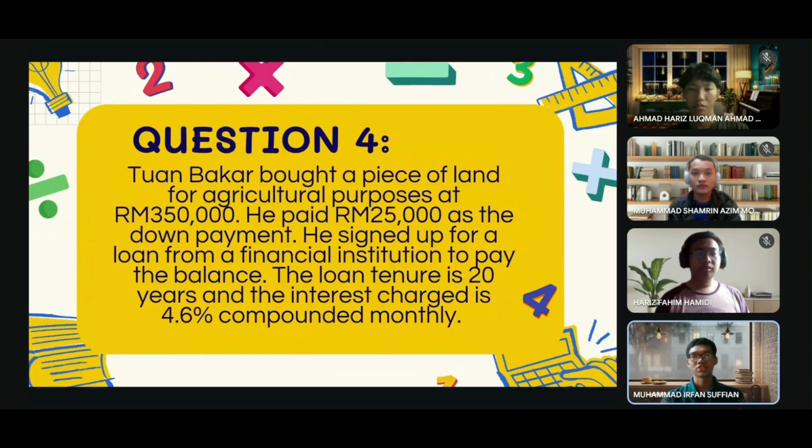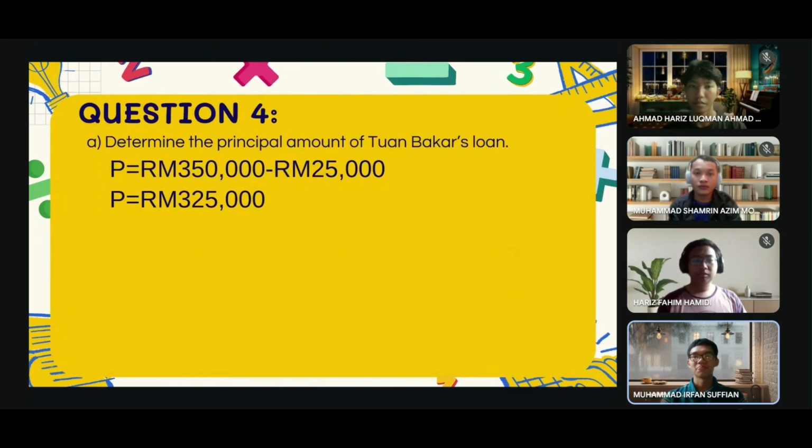Now for question 4. For question A, it asks us to find the principal amount. So to find it, we need to subtract the cash price with the down payment, which will be 35,000 ringgit minus 25,000 ringgit, which will be 325,000 ringgit for the principal amount.